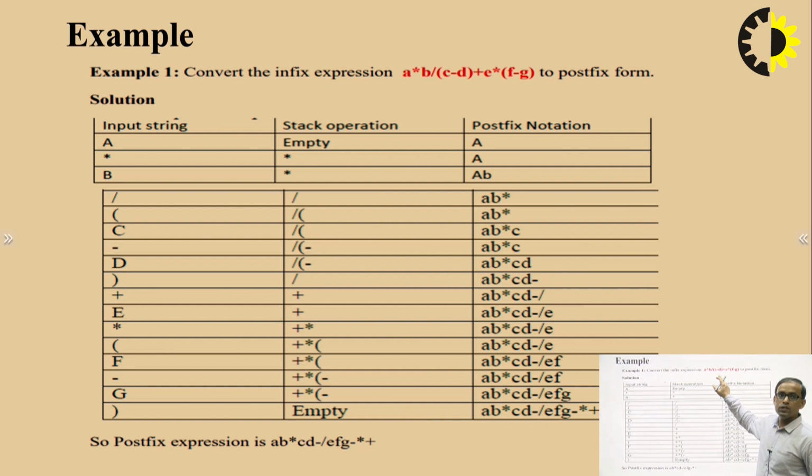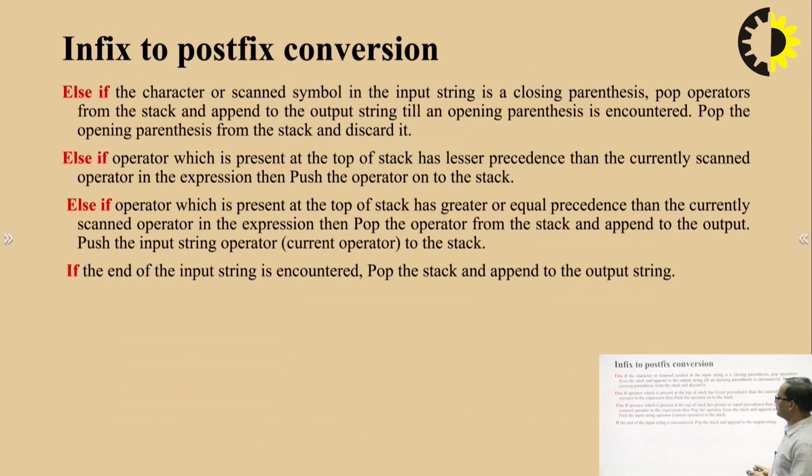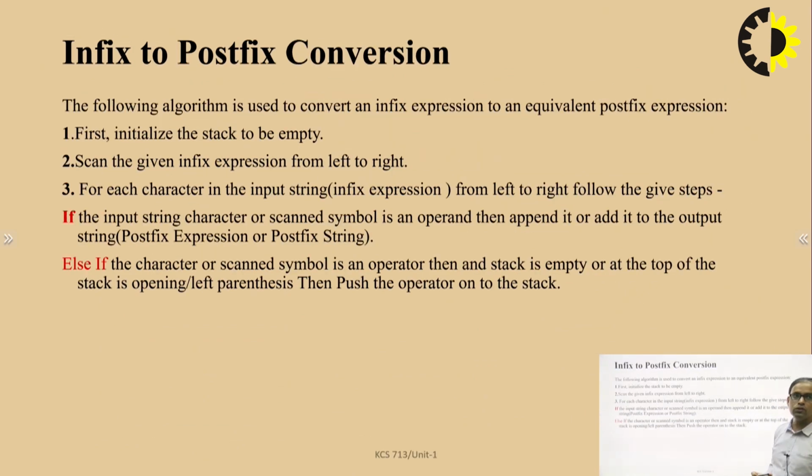This is an infix expression: a multiply b divide left parenthesis c minus d right parenthesis plus e multiply left parenthesis f minus g right parenthesis. So we have to obtain the postfix form of this. As per this algorithm, this is the algorithm to convert the infix expression into a postfix expression.